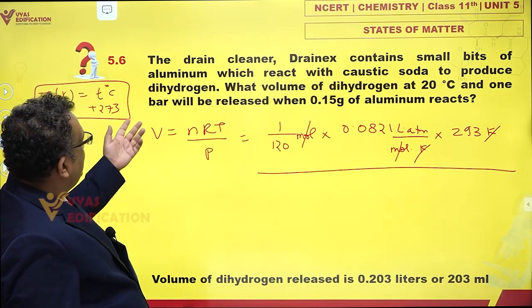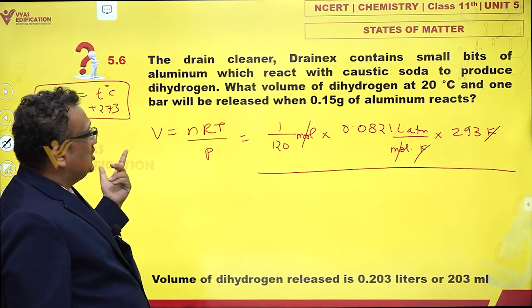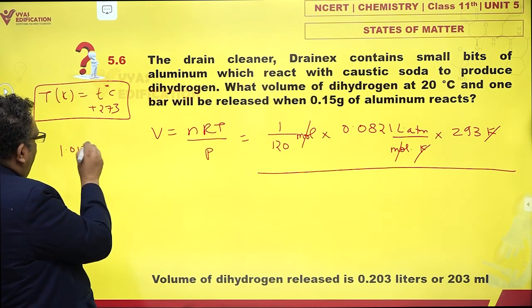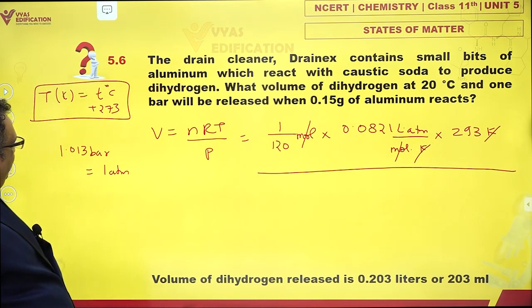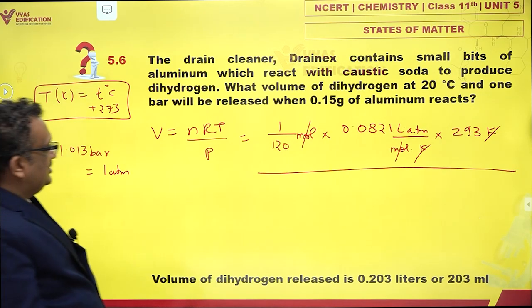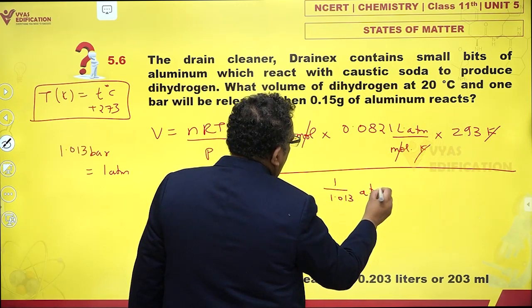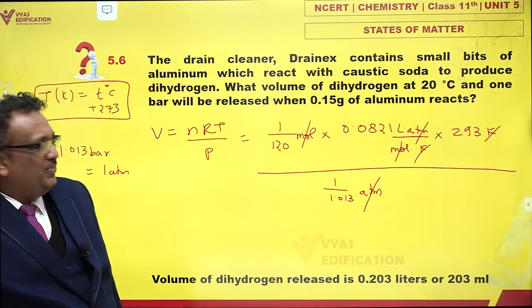pressure. What is the pressure? 1 bar. I have this in atmosphere. 1 atmosphere is how many bars? Now, 1.013 bar is equal to 1 atmosphere. So if you want, 1 bar is 1 upon 1.013. You could also use that, and roughly this is just 1 only. There's not much difference.